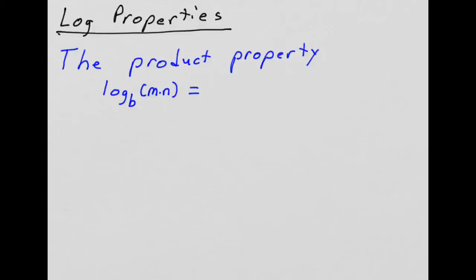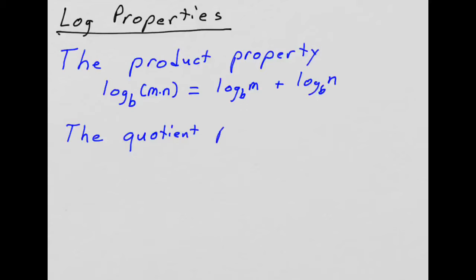Here, if I'm taking a log base b of m times n, that's going to equal log of m plus the log of n. And we have base b on both of those. And these properties allow us to manipulate the logs. And that's partly the power of them, is that they let us move things around.